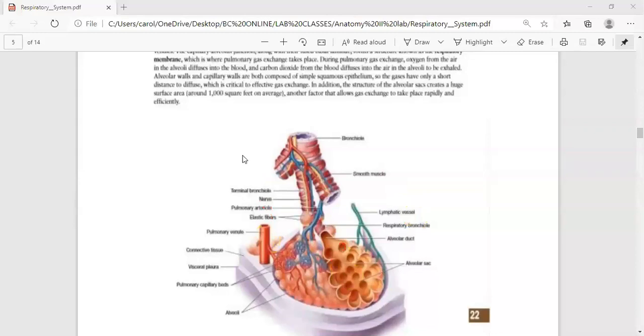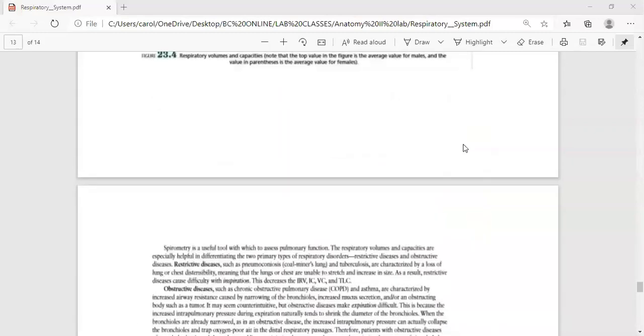Okay, so then if we keep moving right here, another function that the lung is going to have is going to be control of pH.